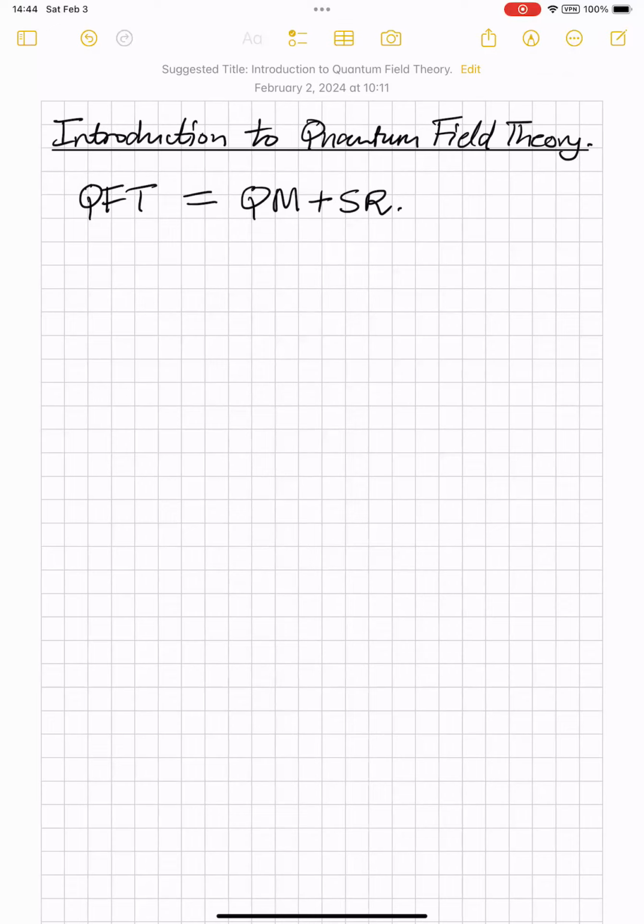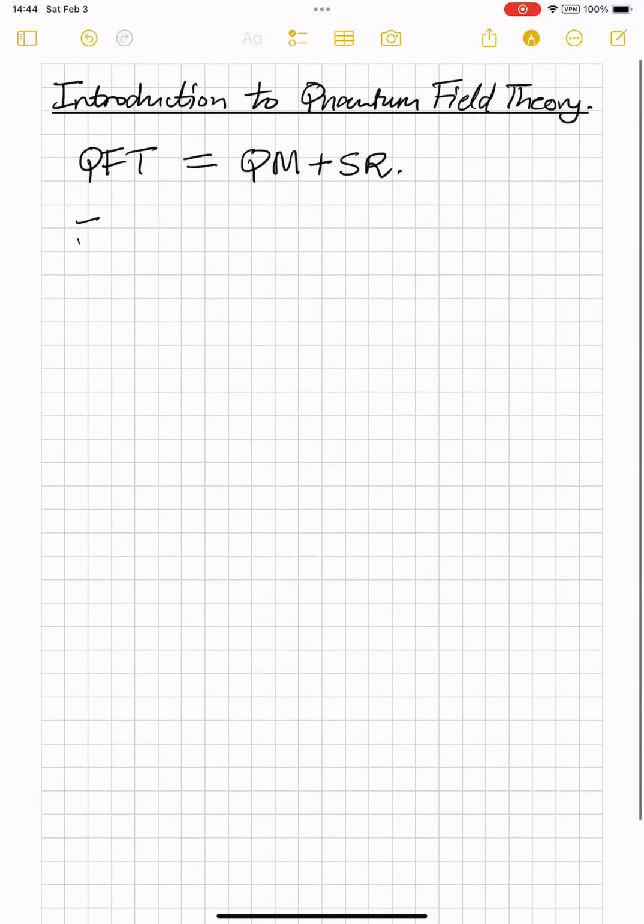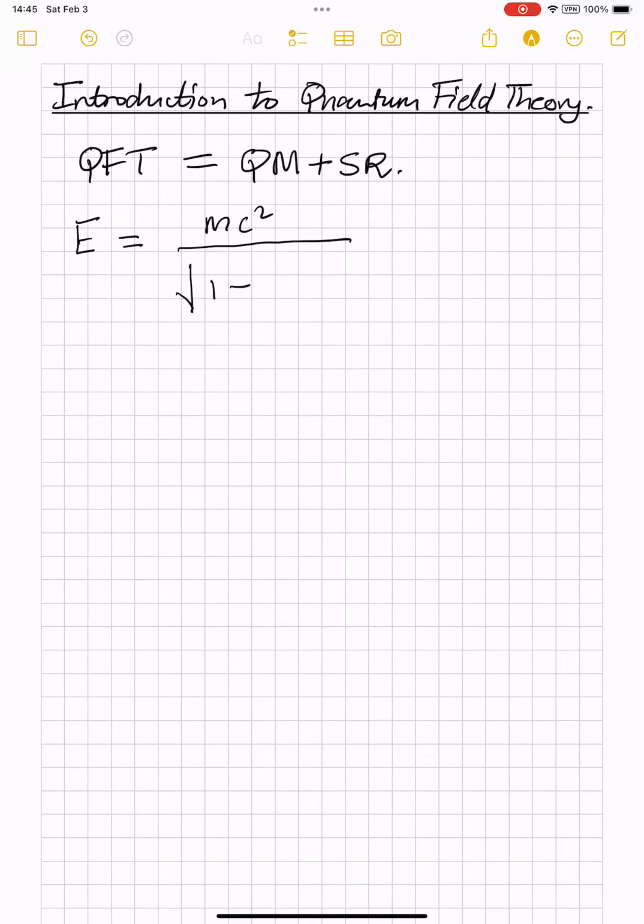To do that, I'm going to take a look at the formula for relativistic energy. So if I have a particle moving with velocity v, and I want to know its energy, what is it given by? Well, here it is. E is equal to mc squared divided by the square root of 1 minus v squared over c squared. M is the mass of our particle, c is the speed of light, and v is the velocity with which our particle is moving.